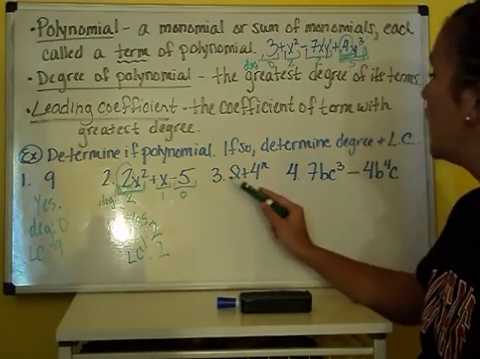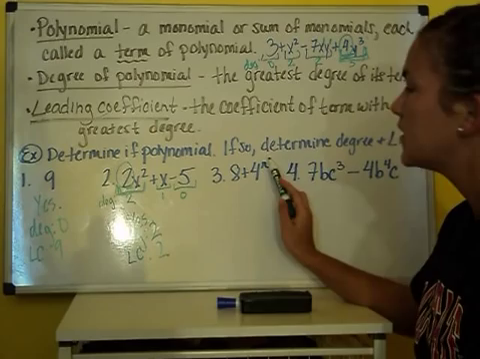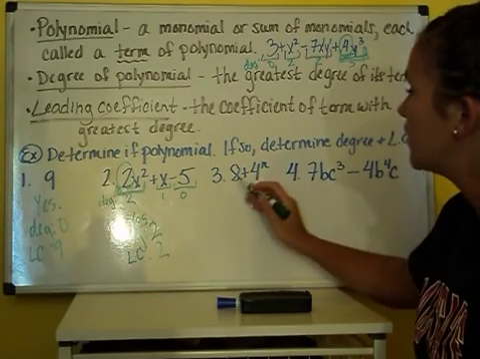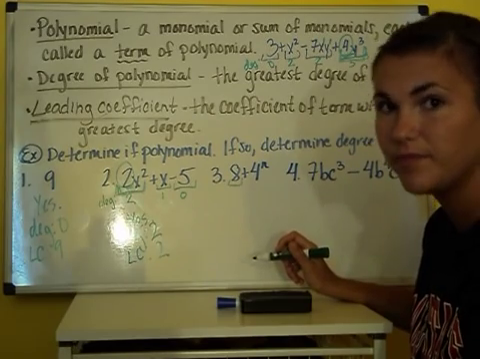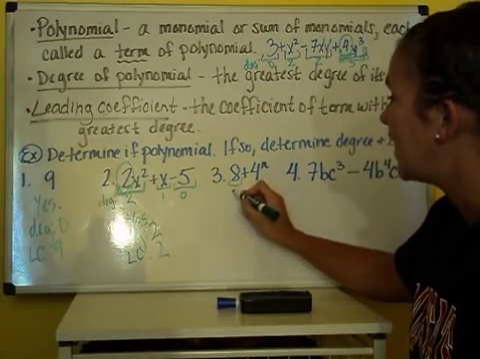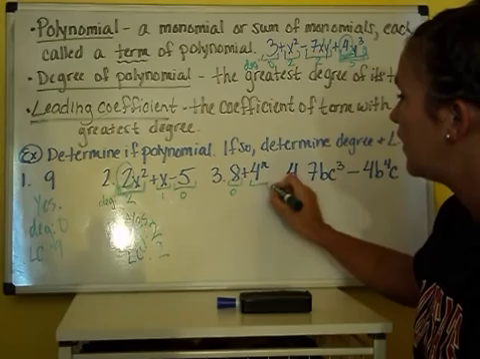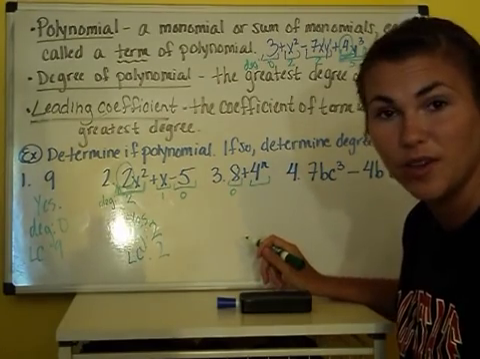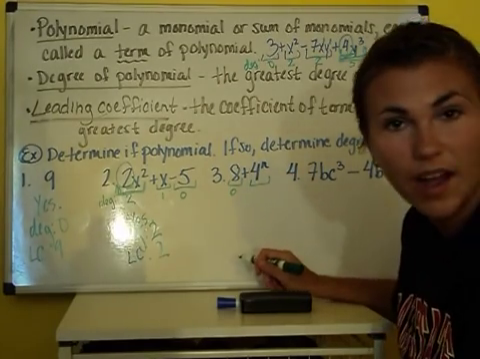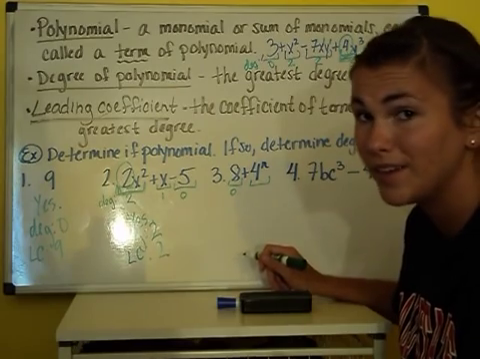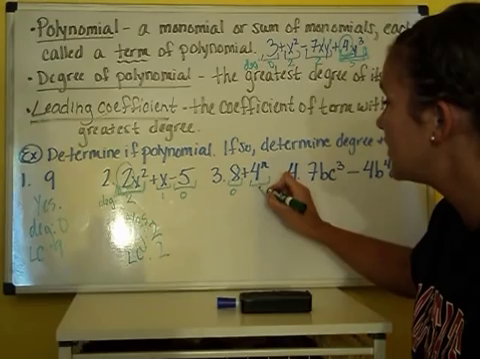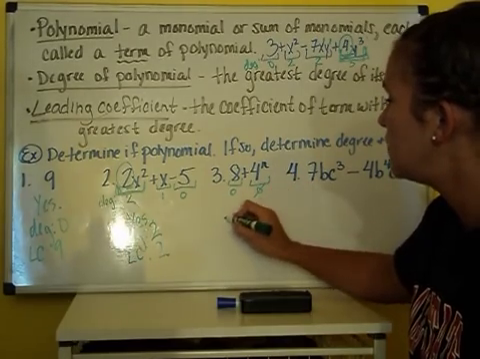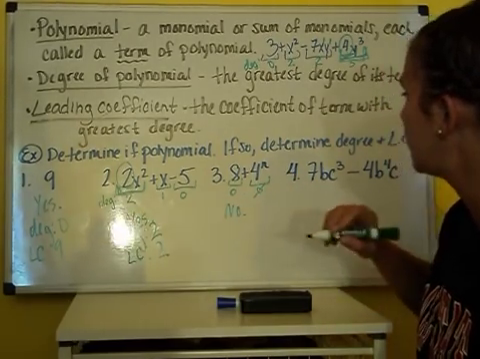Here we have 8 plus 4 to the n. Let's start with our first term. Is 8 a monomial? Yes. That has degree 0. Is 4 to the n a monomial? I have a variable and I have a number, but it's not a product. This variable is in the exponent. Therefore, this is not a monomial, which means no, this is not a polynomial.